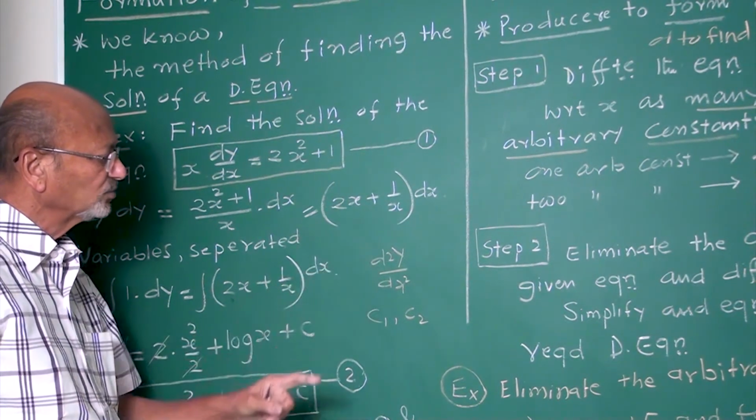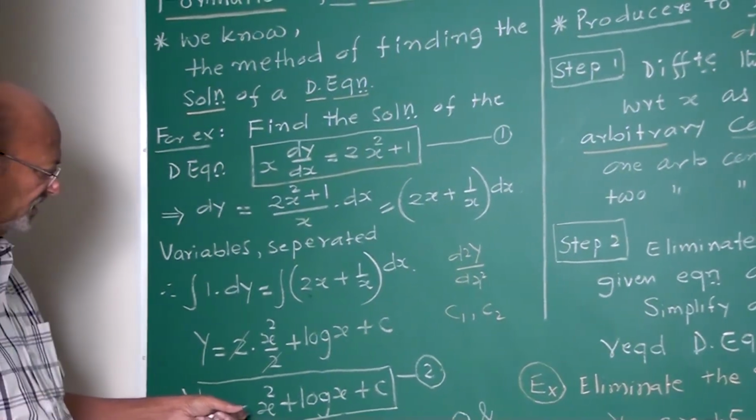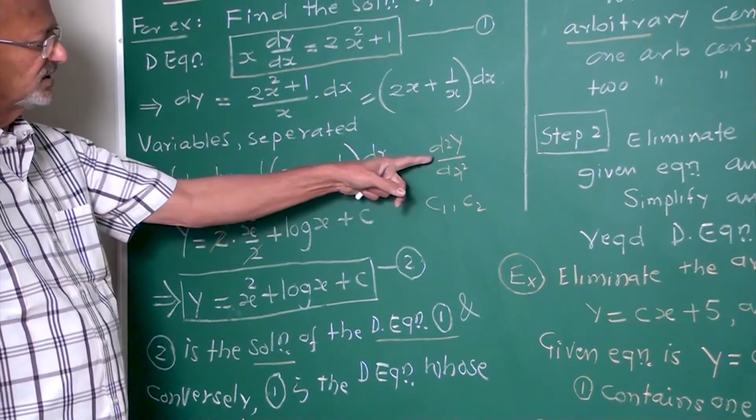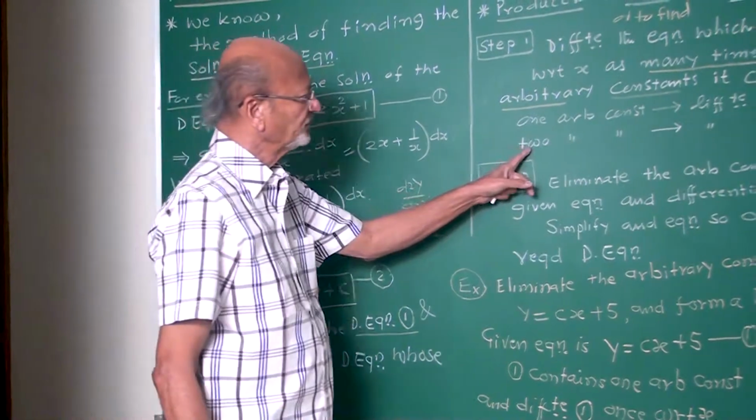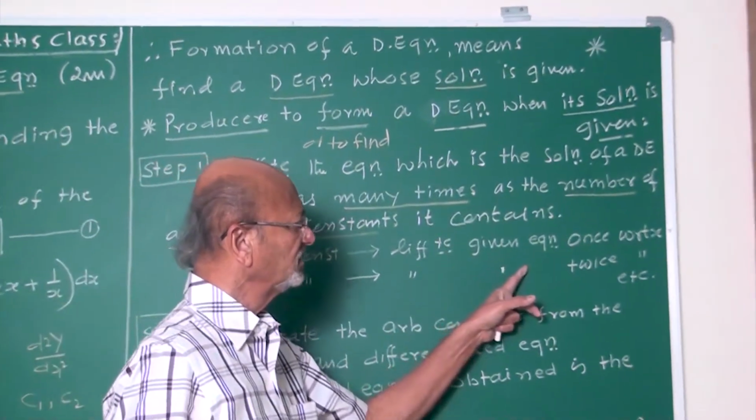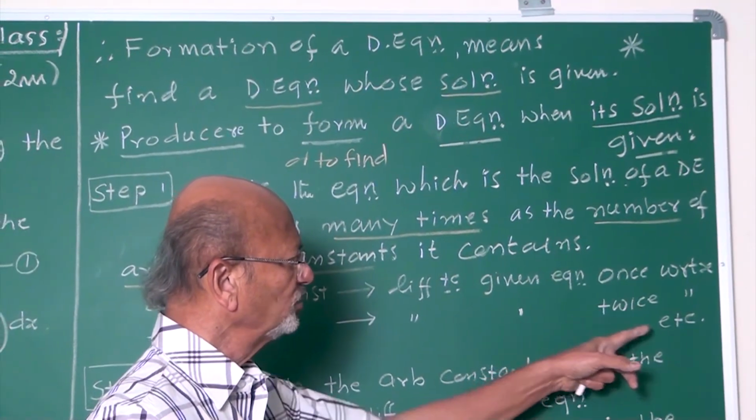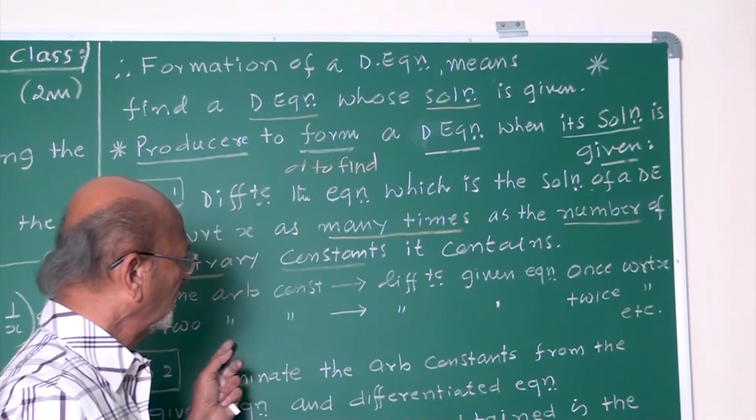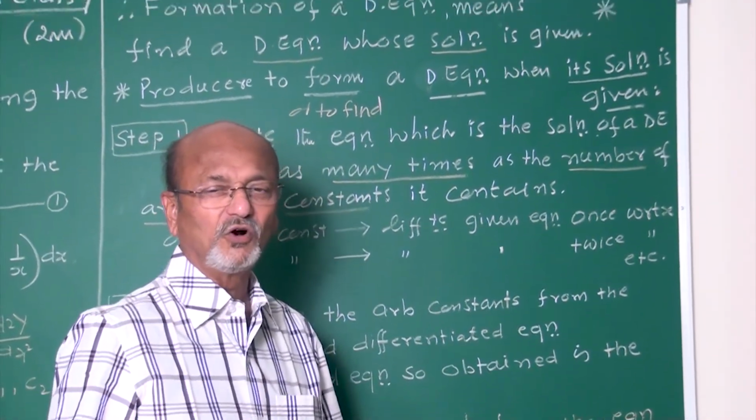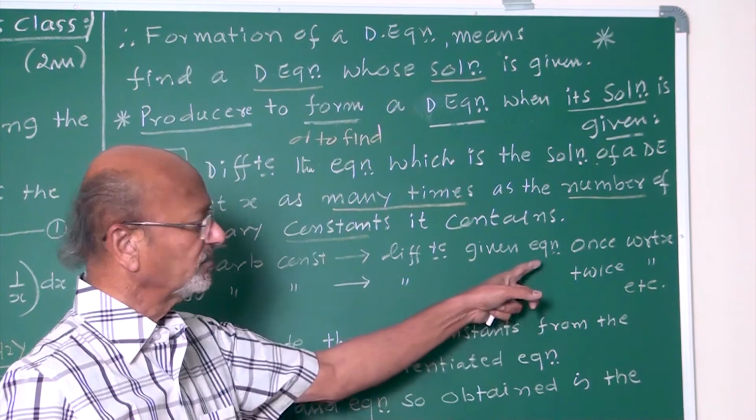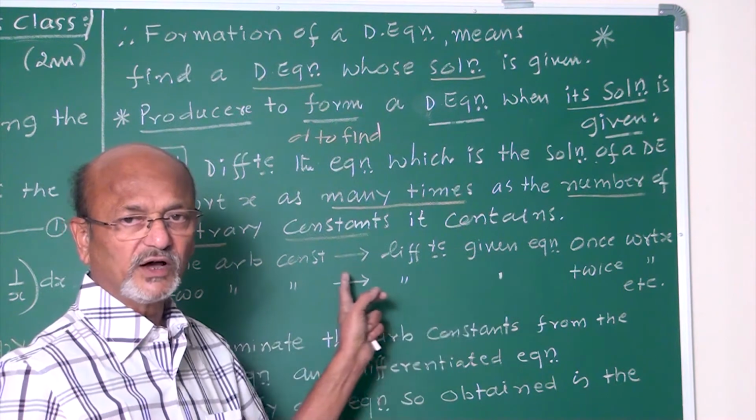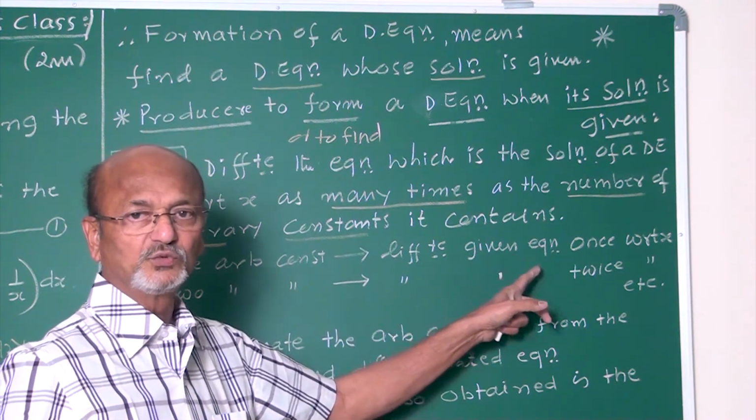To get d2y by dx2, we have to differentiate this relation how many times? Two times. First time is dy by dx, second time is d2y by dx2. Therefore, if the solution contains two arbitrary constants, differentiate the given equation twice with respect to x. Like that, my friends. If it contains 3, then you have to differentiate 3 times. Normally you have only order 2. Therefore, if it contains one arbitrary constant, differentiate once; two arbitrary constants, differentiate twice with respect to x.